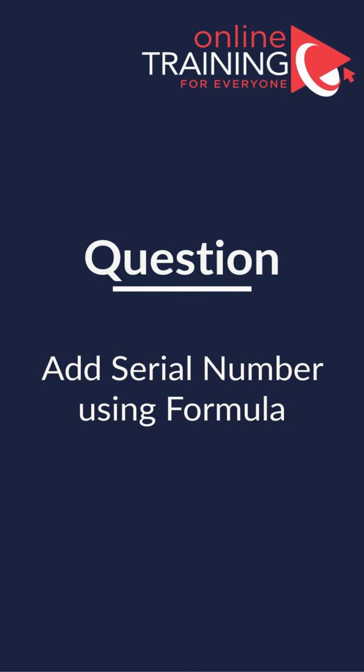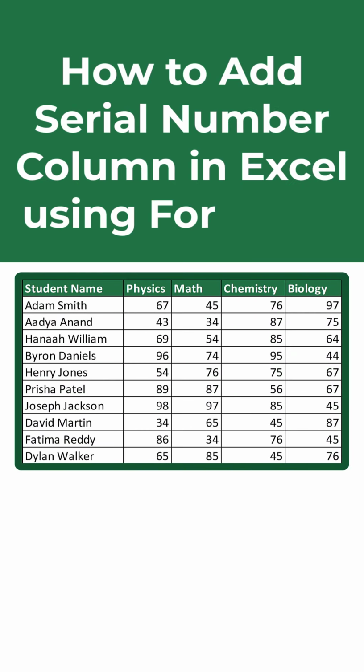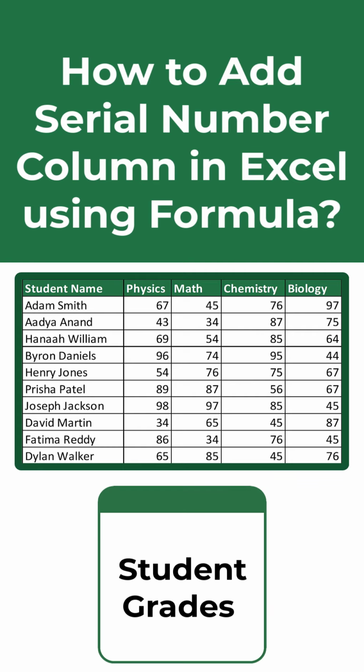Here is an interesting question you frequently see on the test. You're presented with a set of data, and you need to add a serial number column to this data using an Excel formula. In our case, we're presented with student grades information, and for each student, we need to add a serial number. Do you know how to do it?